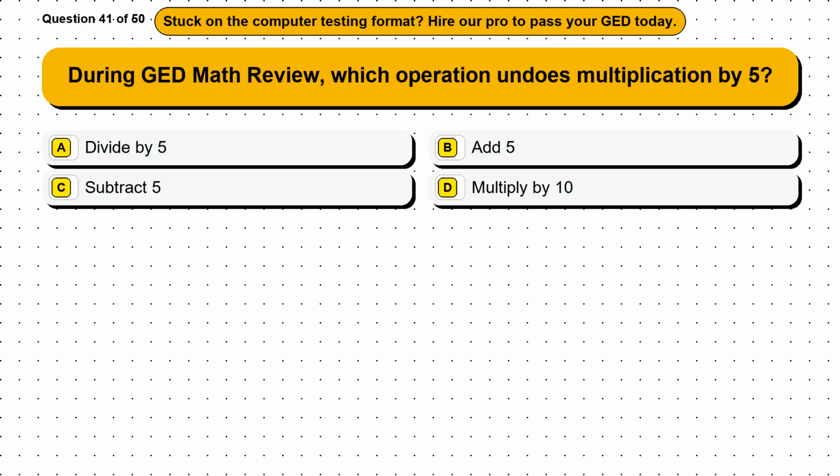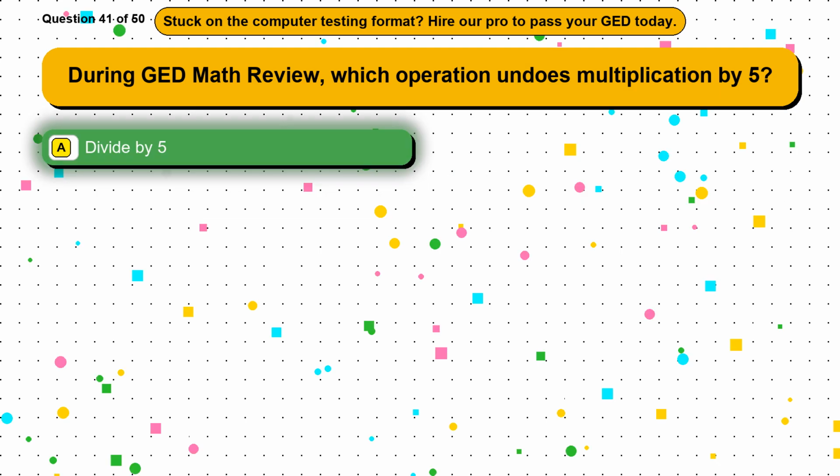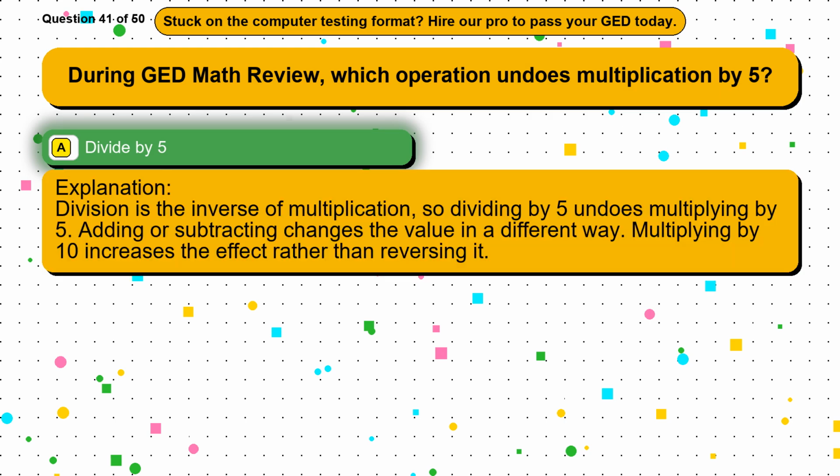Question 41. During GED Math review, which operation undoes multiplication by 5? Option A, divide by 5. Option B, add 5. Option C, subtract 5. Option D, multiply by 10. The correct answer is option A. Divide by 5. Division is the inverse of multiplication, so dividing by 5 undoes multiplying by 5. Adding or subtracting changes the value in a different way. Multiplying by 10 increases the effect rather than reversing it.